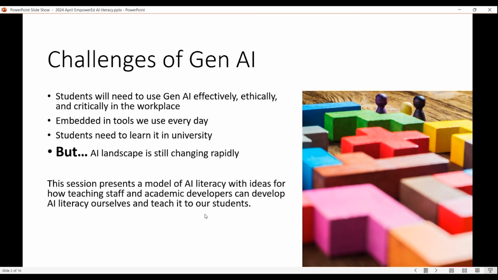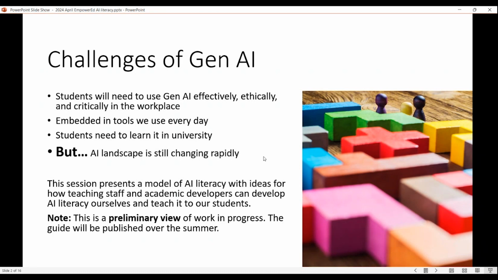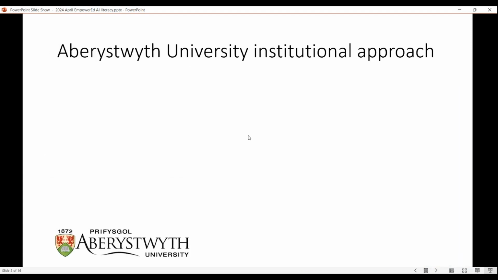What I'm doing today is presenting a model of AI literacy that our working group is working on. There are ideas for how teaching staff and academic developers can develop AI literacy in ourselves and therefore teach it to our students. But I want you to keep in mind, please, that this is a work in progress. We are planning to launch our AI literacy material this summer in time for start of next academic year. So this is a preliminary glimpse of the ideas we're talking about. It's not a finished product at all. I really want you to keep that in mind because it evolves even from within a week, this picture will evolve.